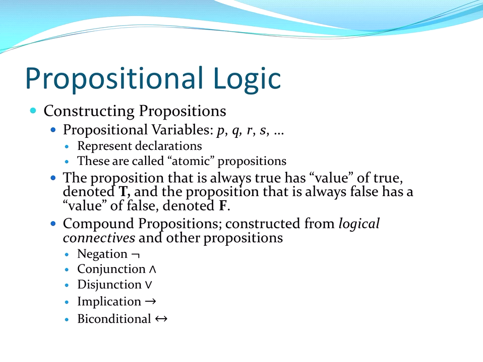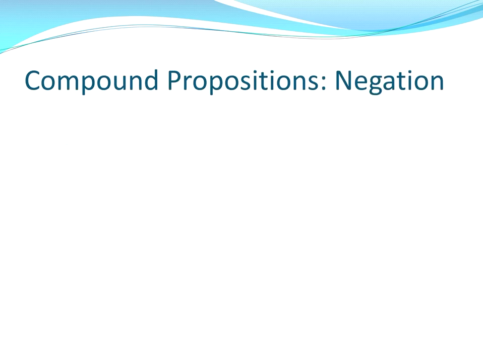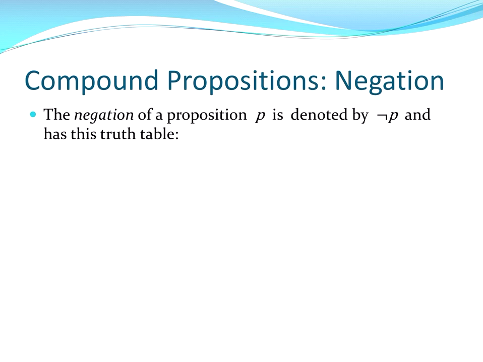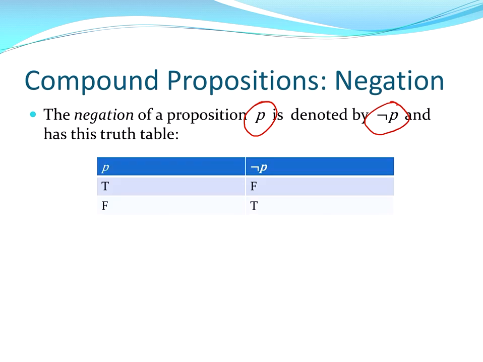All right, so how do we use these to create compound propositions? We'll talk about negation first. All we do with negation is take an atomic proposition P and put the negation symbol in front of it. So this would be read, the negation of a proposition P is denoted by not P, where that symbol is read as not. And this has a truth table.